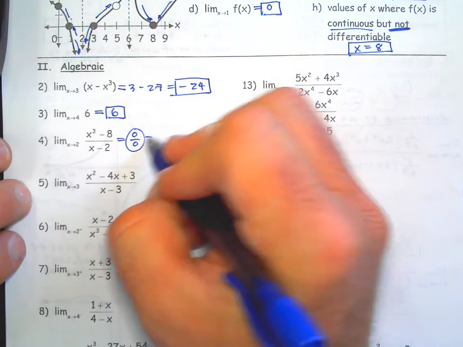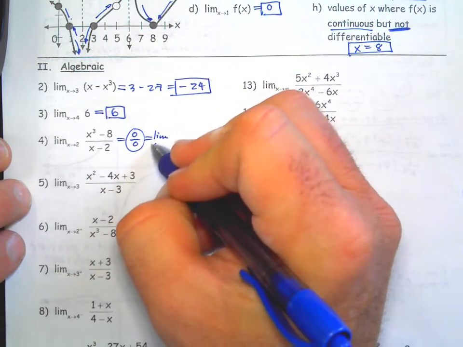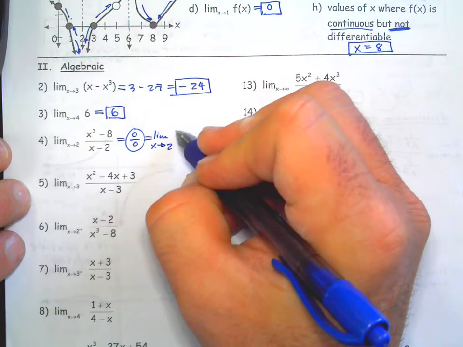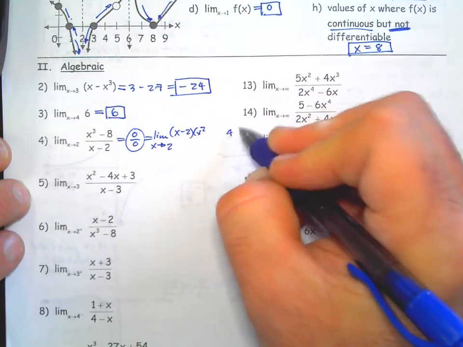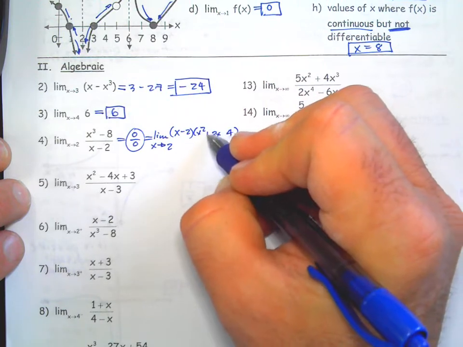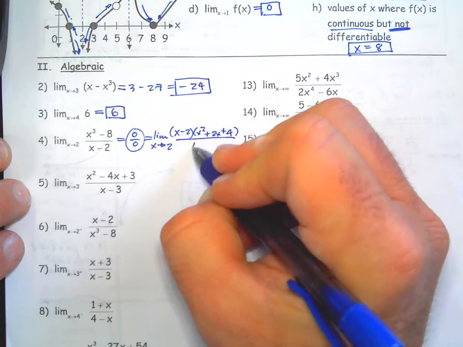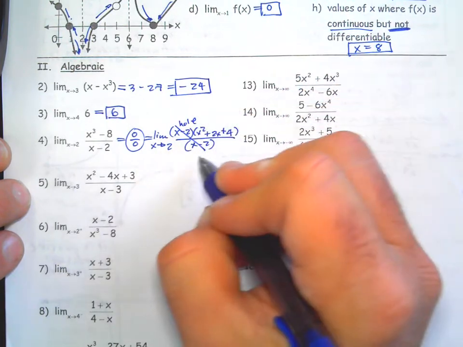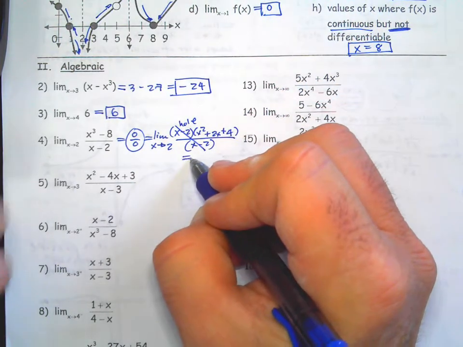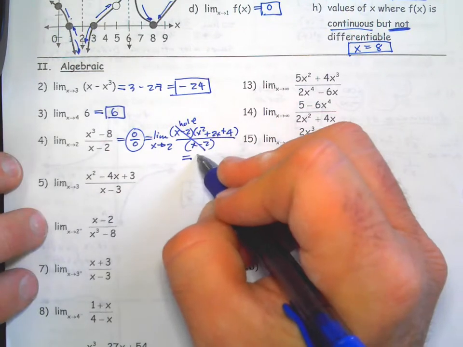So we could factor the hole out. That's a difference of cubes. x minus 2, x squared plus 2x plus 4, the same, opposite, always positive, over x minus 2. Those cancel. It's a hole in the graph. We plug 2 back in, and we get 4 plus 4 plus 4 is 12.